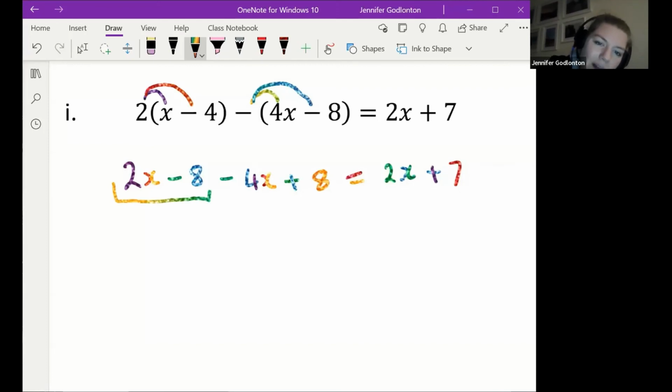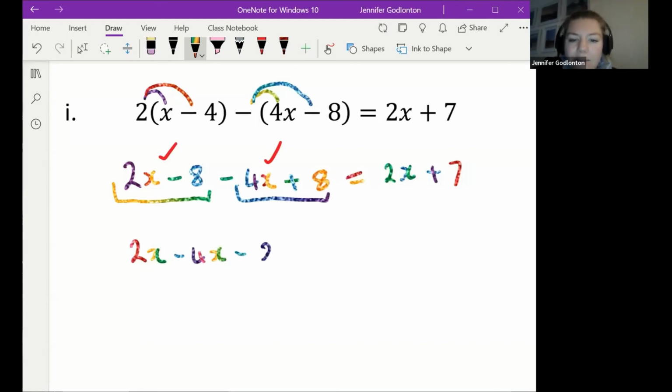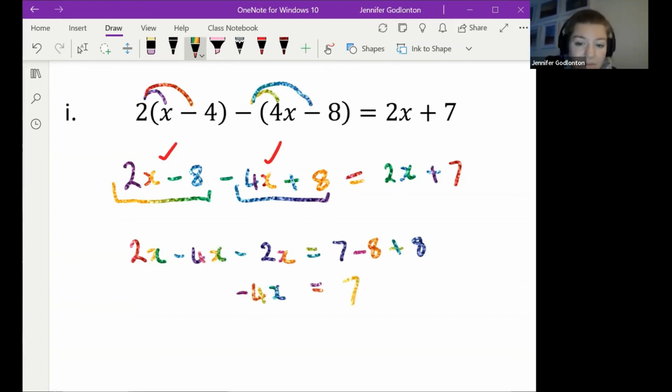You would get 1 mark for the 2x minus 8, and 1 mark for the negative 4x plus 8. Then I'm going to get my variables on one side and my numbers on the other. So I have 2x minus 4x minus 2x is equal to 7 minus 8 plus 8. 2x minus 2x is nothing, so I'm left with negative 4x is equal to 7. I'm going to divide both sides by negative 4, and I'm going to see that x is equal to negative 7 over 4.